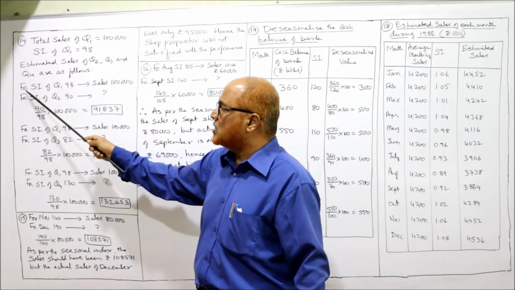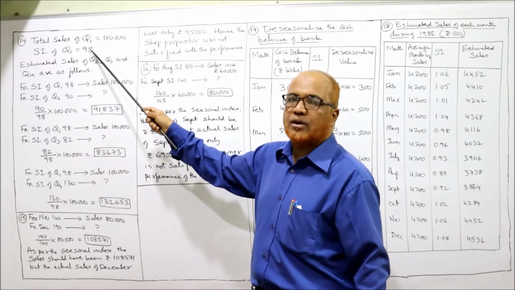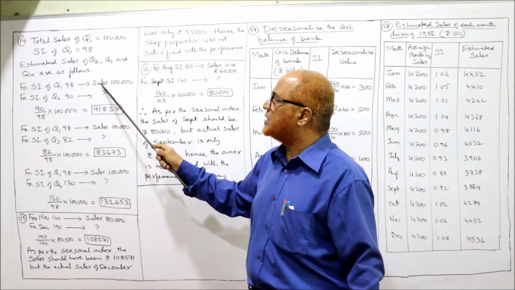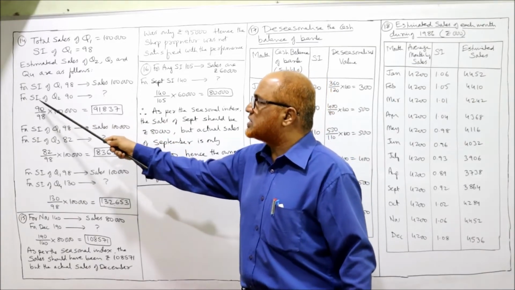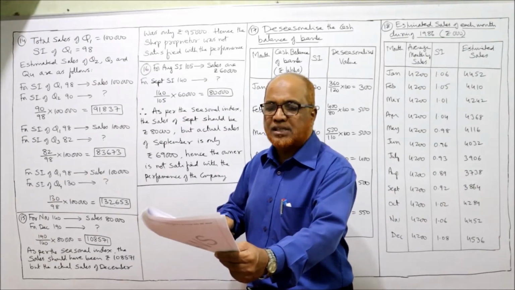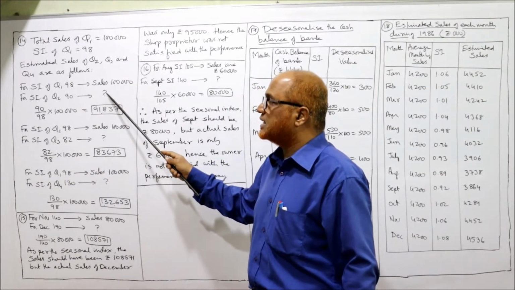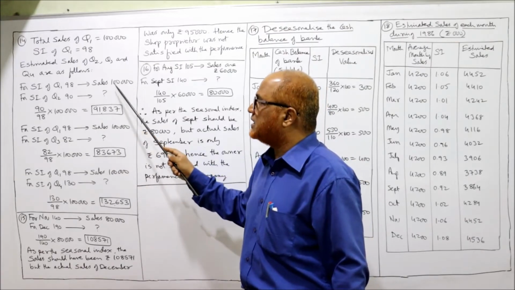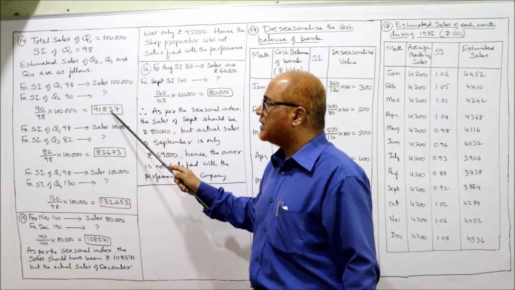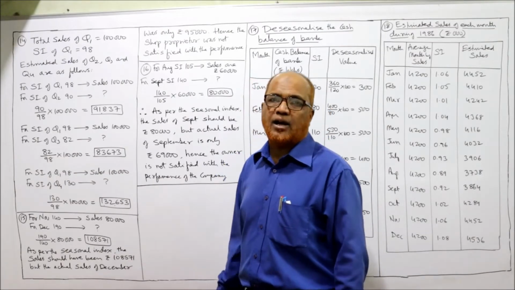So we can write like this: for seasonal index of Q1 98, first quarter index number 98, how much is the sales? 1 lakh. For seasonal index of second quarter 90, it is given in the problem. The second quarter index number is 90. For 90, how much would be the sales? So 90 divided by 98 into 1 lakh, 91,837. This should be the sales in the second quarter.